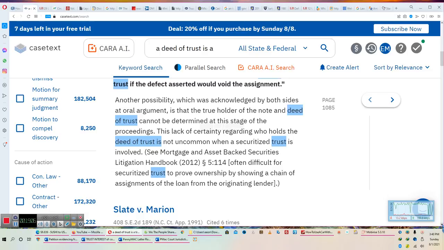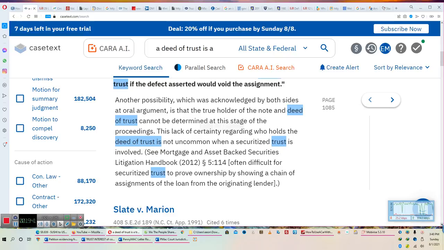Another possibility, which was acknowledged by both sides in oral arguments, is that the true holder of the note and the deed of trust cannot be determined at this stage of proceedings. You have a right to know who that holder of the deed of trust is. You have the right to know who the holder of the note is. It cannot be a quote-unquote, what do you call that, bundling of securities? They have to know who it is. There has to be documentation.